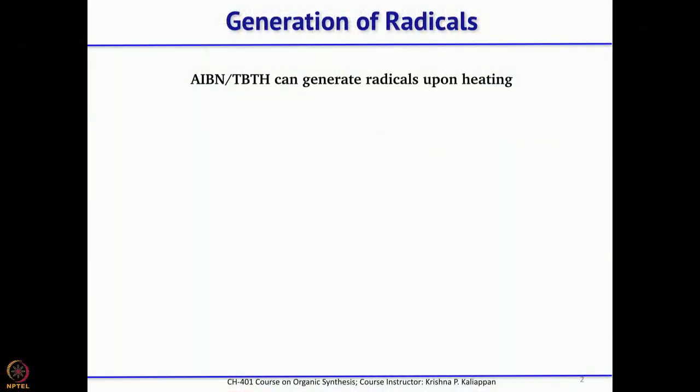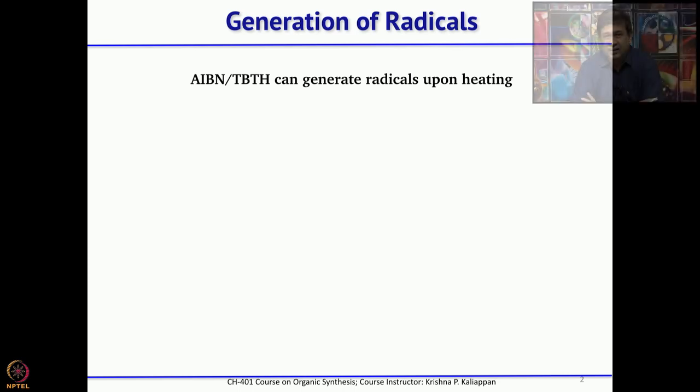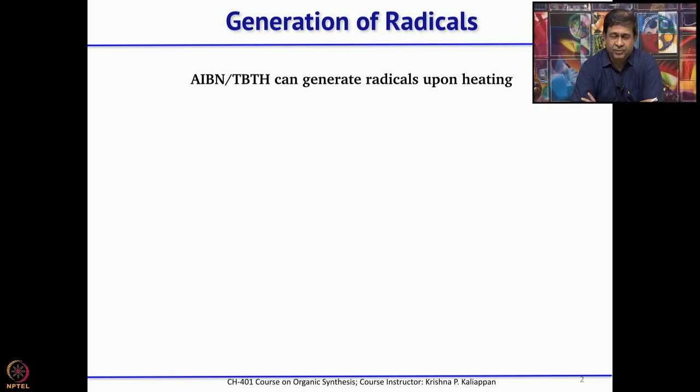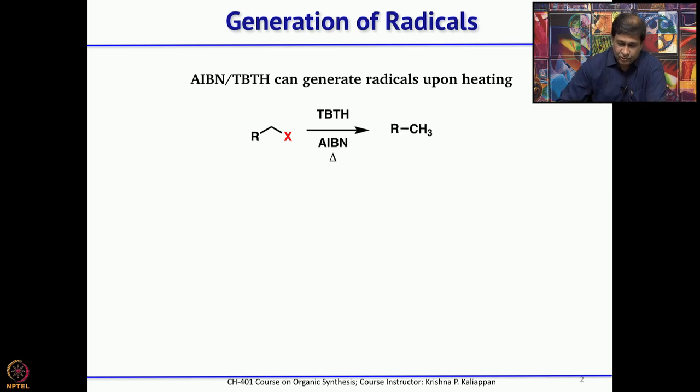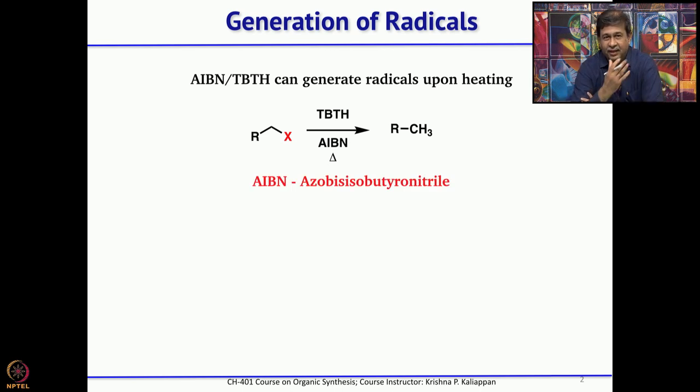As you know, radicals can be easily generated from corresponding alkyl halides or nitroalkanes. One of the most common methods for generating radicals is to take an alkyl halide and treat it with tributyl tin hydride and AIBN. AIBN is nothing but azo bis isobutyronitrile. You take this compound and one can easily dehalogenate. If you have an alkyl halide, that halide can be replaced by hydrogen. And the mechanism is very simple.